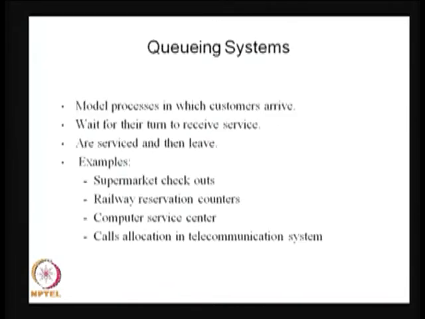So, how can one define the queuing system? You can see many examples: whenever you go to the supermarket to get some items, or you see the railway station counters, or the computer service center where many PCs and printers are there, and so on. So, how is the queuing system created? You can also see examples in call allocation in telecommunication systems. In all those examples, you can see something is getting served and leaving the system.